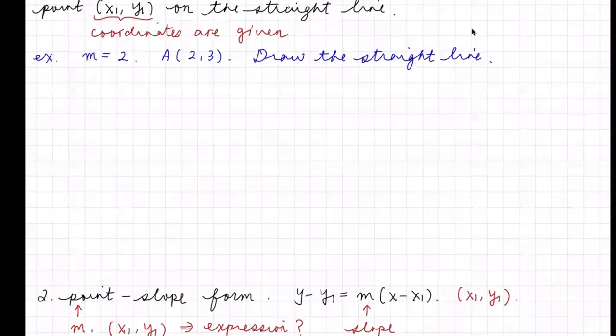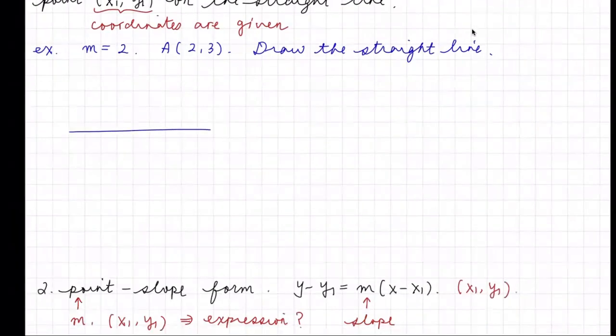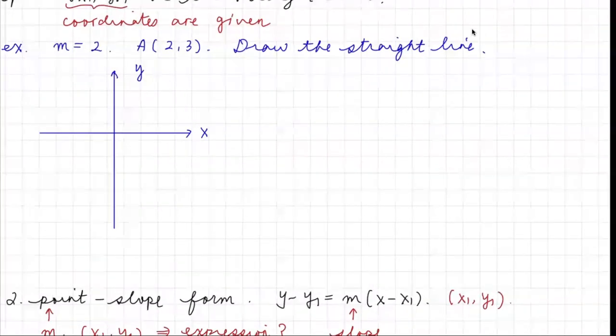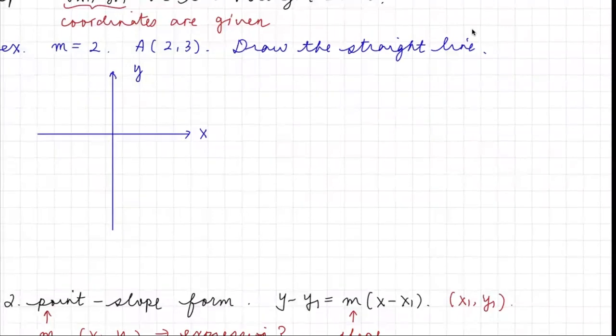Let me draw the plane here. Let's say this is x and this is y, right? What's the first step? When you are given the slope and a point, the first step is always to find the point in the coordinate plane. That's always your first step.